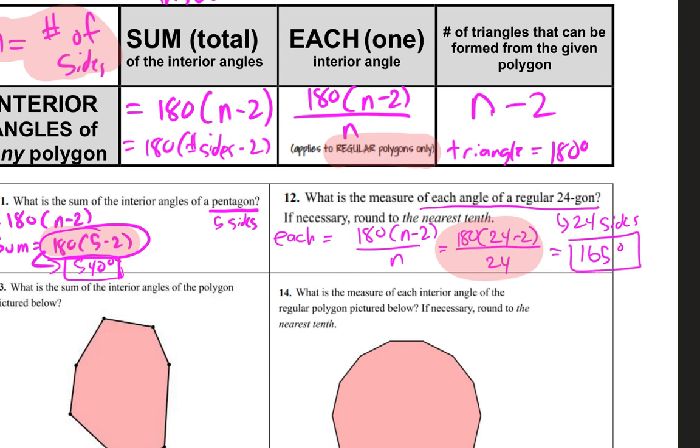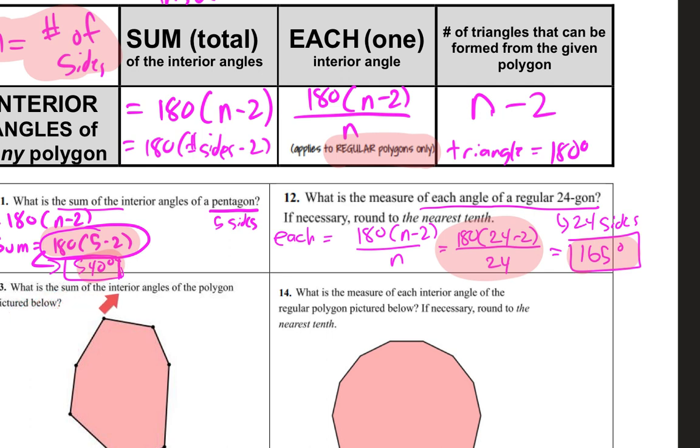The main thing is that we have to recognize which type of formula we're going to use. Let's highlight that. We look at those keywords. This one said sum, and then this one said each. All right, now, next, number 13.